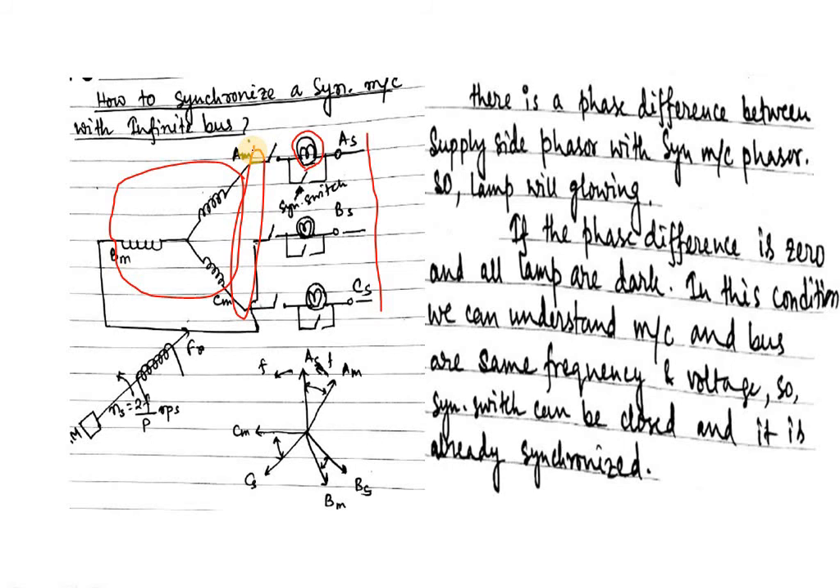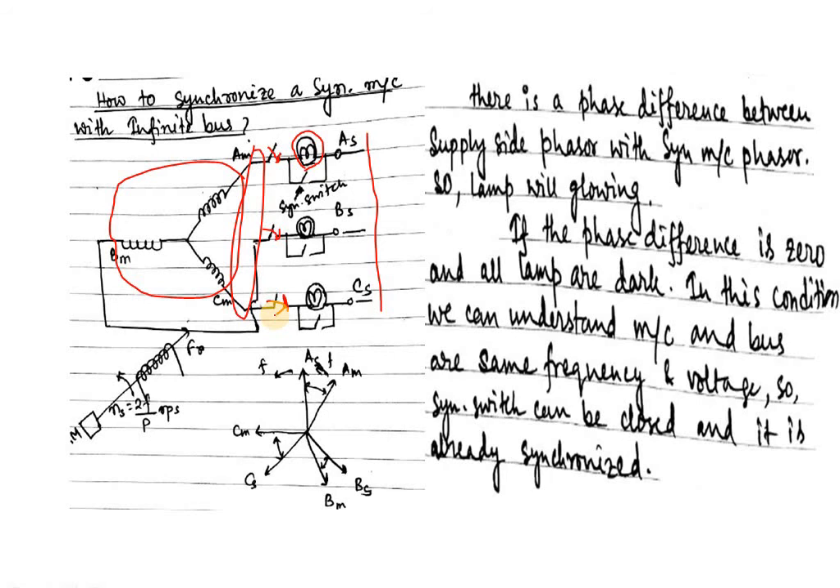So we have to adjust the synchronous machine parameters in such a way that the bulb will be dark. When the bulb comes to dark, that means the machine is synchronized. Then we will operate the switch. We will close it. That means the synchronous machine will be connected with the infinite bus, and it is synchronized already.